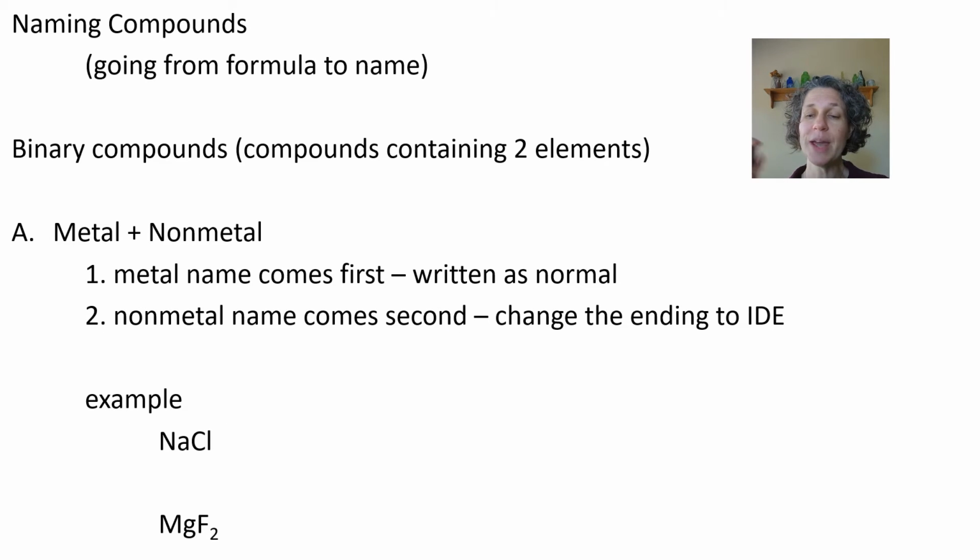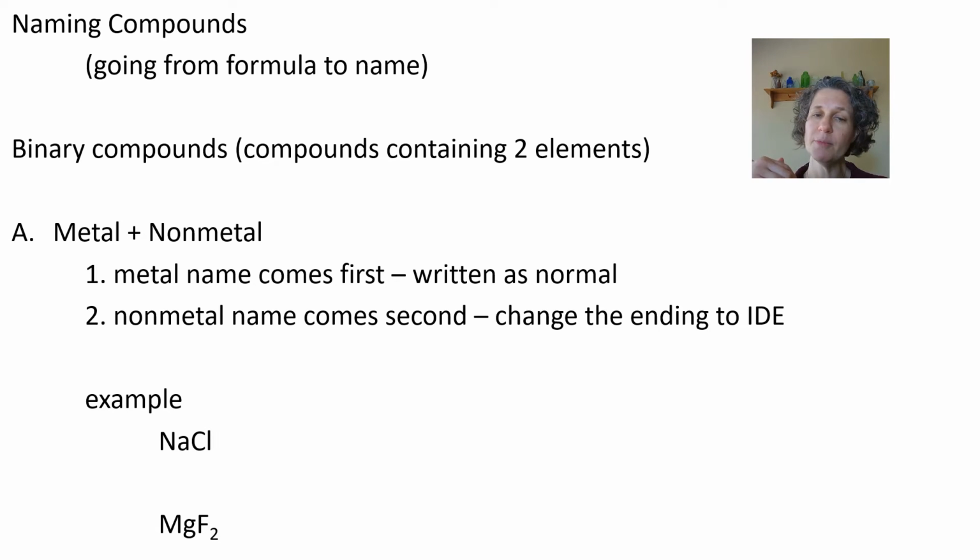Okay, so now naming compounds. What do you do if you have the formula and you're writing the name? Pretty straightforward steps for the most part. We're going to start with binary compounds. This is when you have two elements in your compound, just two. So if you have a metal and a non-metal, remember the zigzag dividing line on your periodic table, if you have something from the left and something from the right, here's the naming.